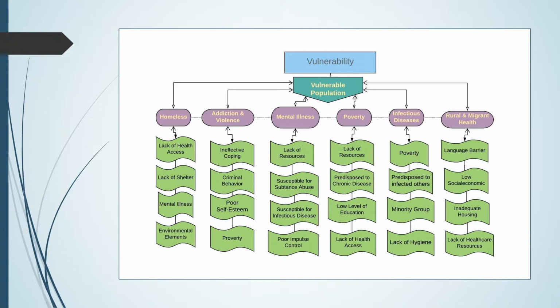So my fourth one, poverty, is considered vulnerable for similar reasons as the homeless, including the lack of resources, low levels of education, and the lack of healthcare access. Additionally, the poverty population is predisposed to chronic diseases. As mentioned before, this poverty community is related to all the above risk factors, including infectious diseases and the rural and migrant health.